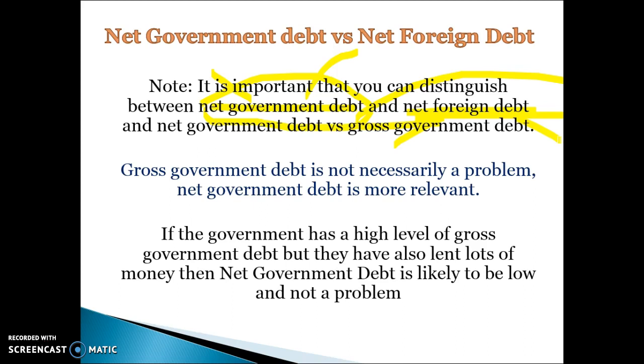Gross government debt is not necessarily a problem. It's net government debt that is the problem. So it's not an issue with the government having a lot of debt to other countries, because other countries might owe us a lot of money as well. It's that net difference that's important. If the government has a lot more debt owing than what they are owed, that's when it becomes a problem.